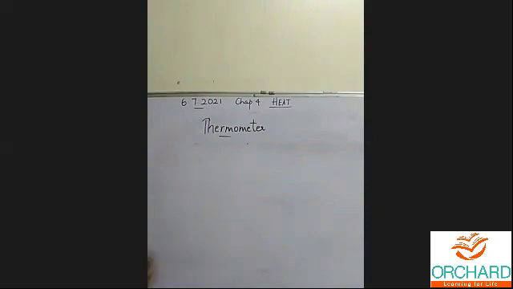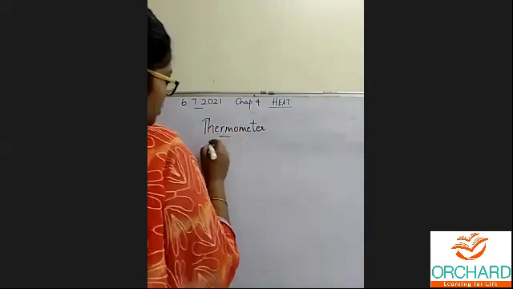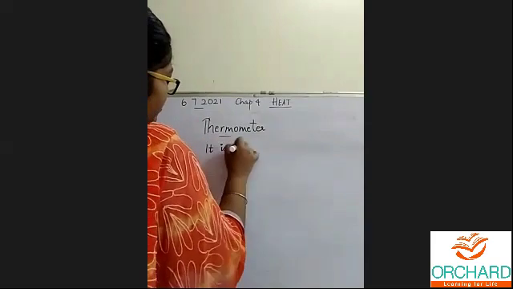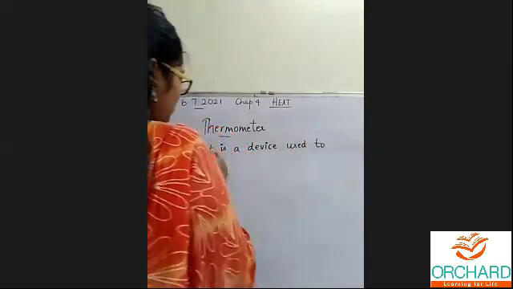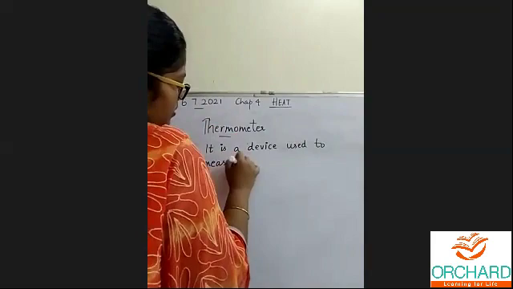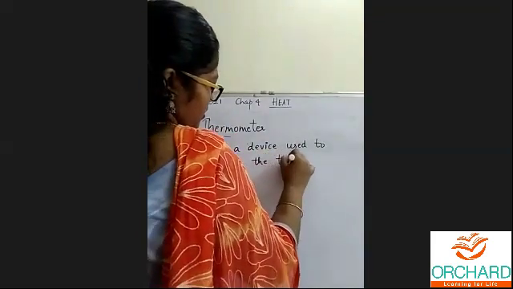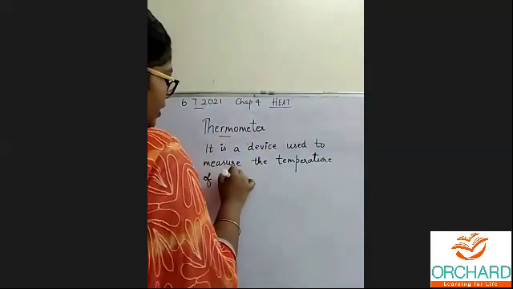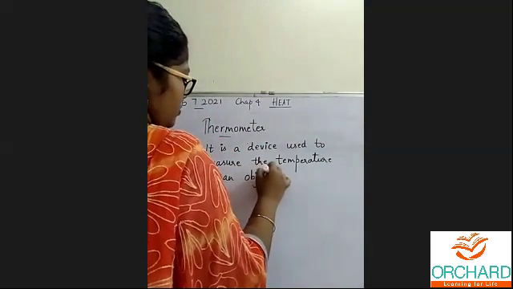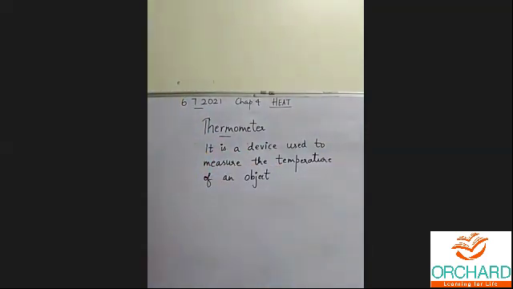Thermometer. Thermometer is a device used to measure the temperature of an object. Okay, so this can be asked as an objective type question. What is a thermometer? One mark question. Or fill in the blanks. Thermometer is a device used for measuring the temperature of an object.